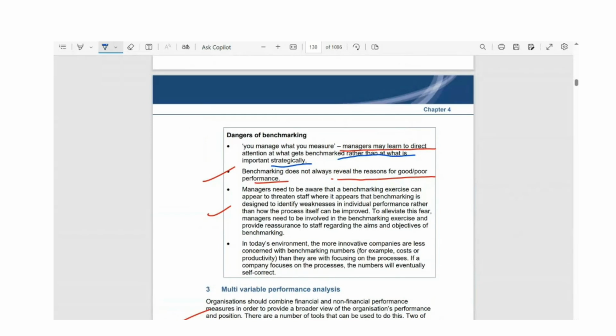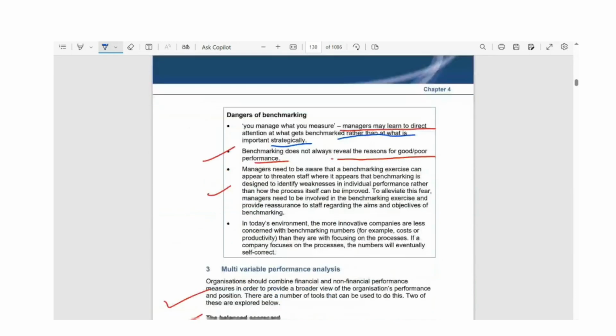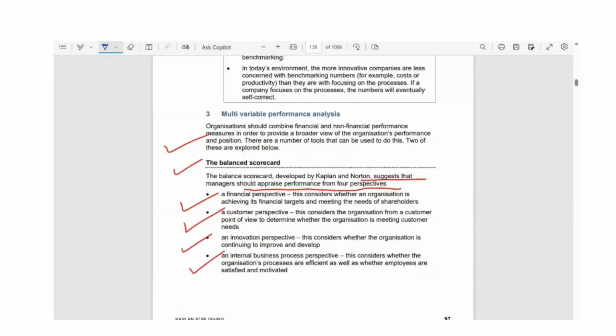Benchmarking does not always reveal the reasons for good and poor performance. Of course, benchmarking varies from company to company, and they have to see their own internal benefits.